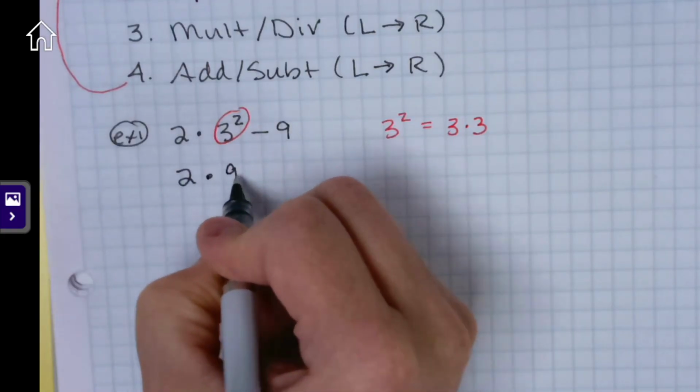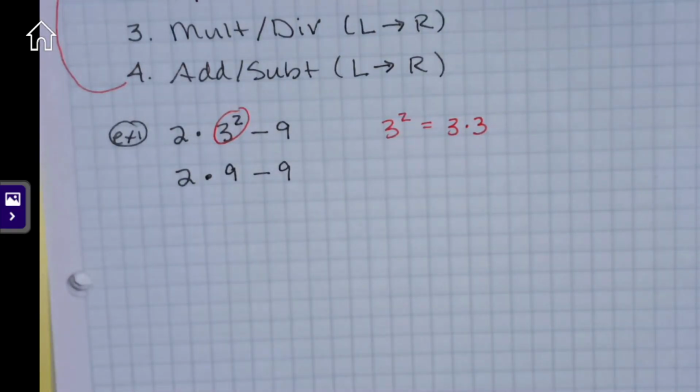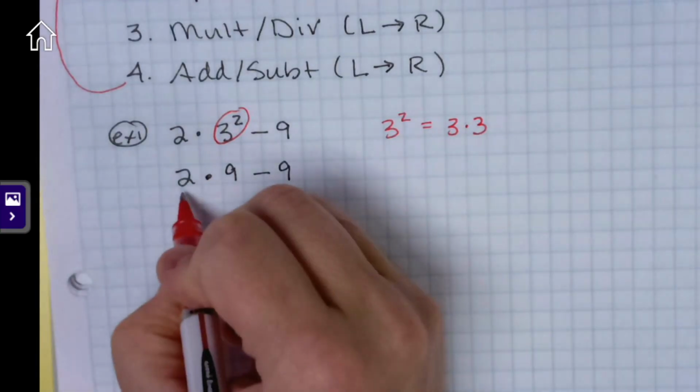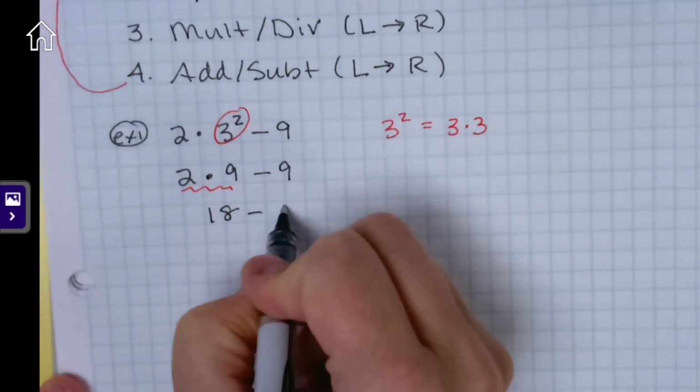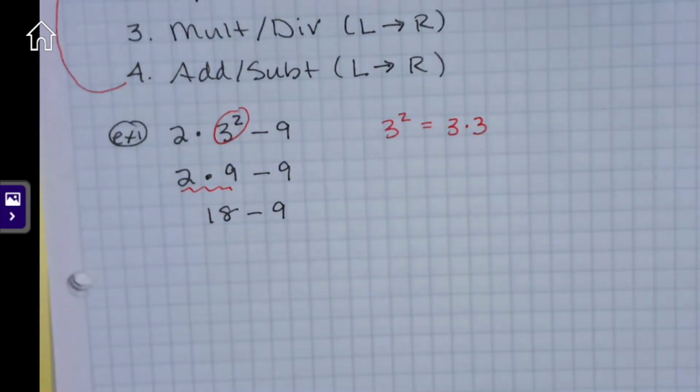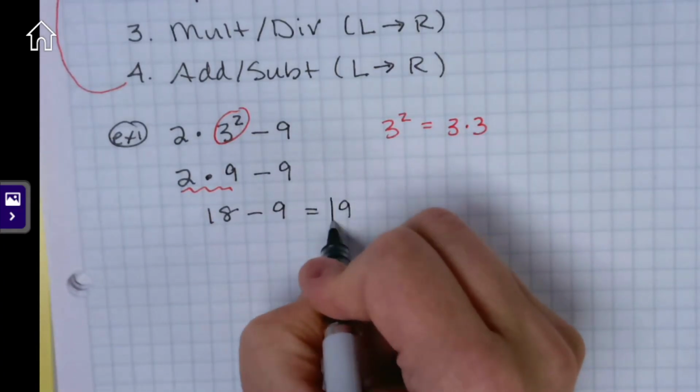So now you have 2 times 9 minus 9. All right, that's the exponent step. Now the multiply divide step. 2 times 9 is 18. And always the last step is add, subtract. 18 minus 9 is 9.